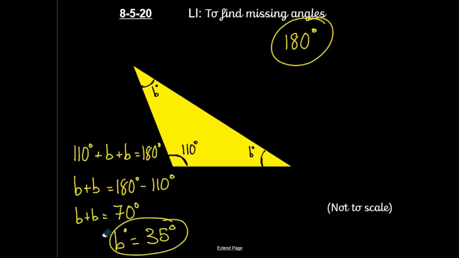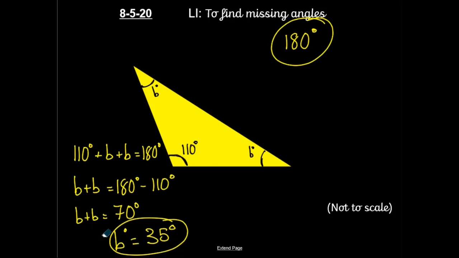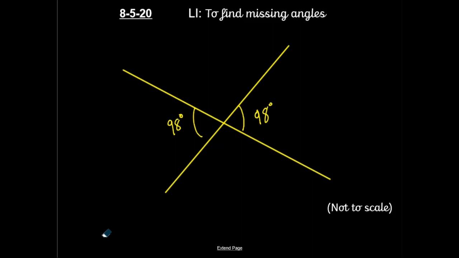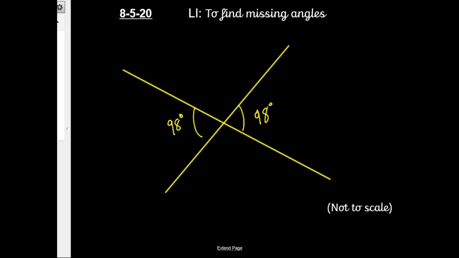Again, quick recap there. On a straight line, the angle is always going to equal 180 degrees. In a triangle, the angles inside are always going to equal 180 degrees. And now, angles around a point. So angles around a point, what would they equal? Have a little think to yourself. What would angles around a point equal to? Of course, if you said 360 degrees, you are absolutely correct. So these ones are always going to equal 360 degrees.